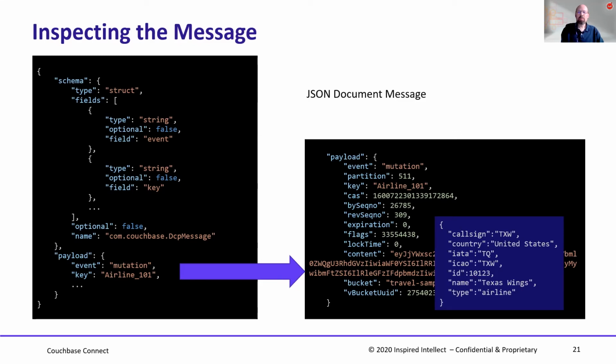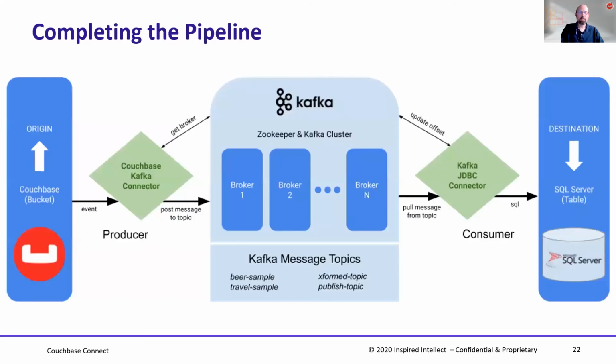But let's go back to the pipeline we set out to build. In this example, I just want to send the data directly into our SQL Server table. If I keep the schema payload format, then there's hardly anything left for me to do. But I do need a consumer. And for that, I've created another connector. This time it is a Kafka JDBC connector available from Confluent.